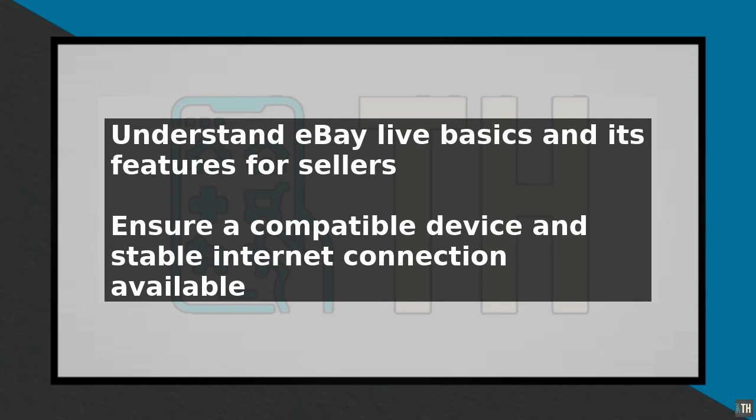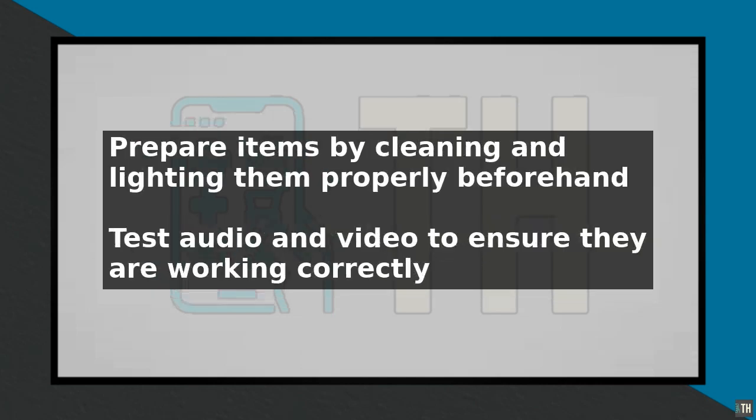You will also need to download the eBay app and have an eBay seller account. Next, navigate to the eBay app and click on the Sell button. Then select the option to create a new listing. Choose the Live option and select the category and title for your live stream. Add a brief description of the items you will be showcasing and set a start time for your live stream.